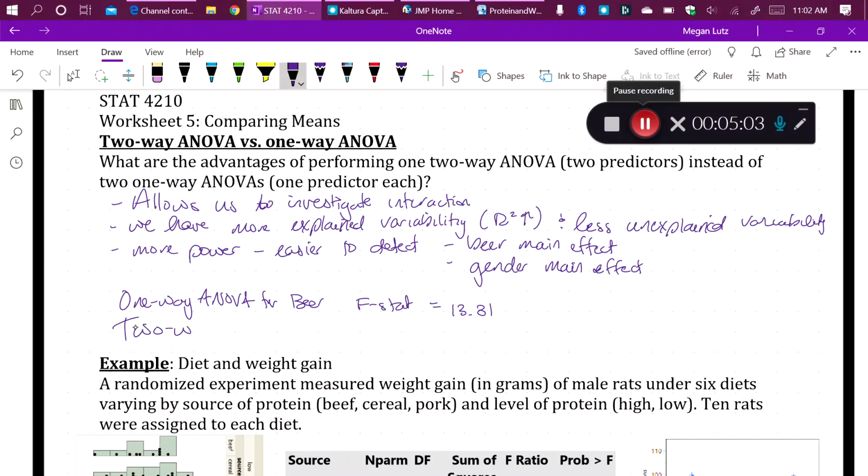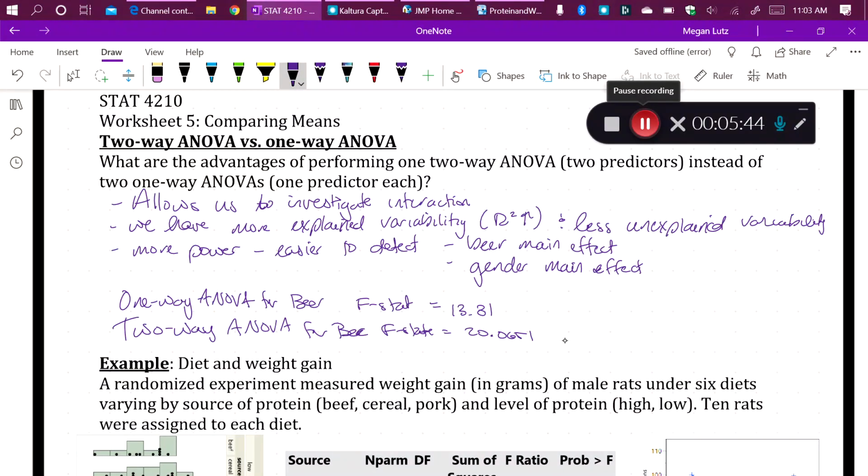So for the two-way ANOVA, for beer, the F stat is 20.0651. And that's just because we have less unexplained variability. That's just because we have more power. It's easier to detect the same size effect because we have included more terms in the model. The model is explaining more by looking at gender and those interaction terms, and so there's less unexplained variability.